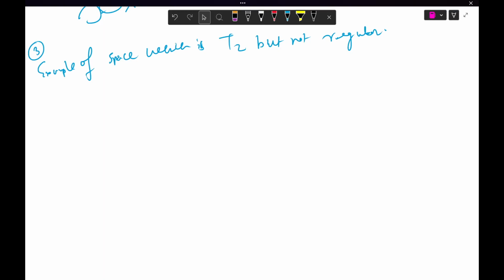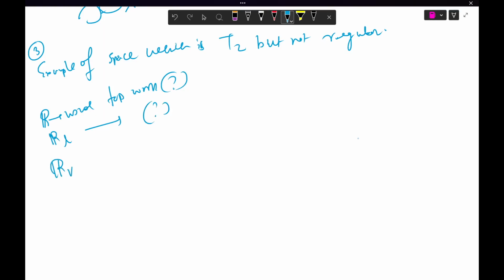So how to find such an example of a space? Does the usual topology work? No, because the usual topology is obviously regular. Does the lower limit topology work? We don't know, we need to think about it. Does R with K topology work? We don't know, we need to think about it. Okay. So what about the lower limit topology? You might have known that the lower limit topology is actually normal. So it is regular.